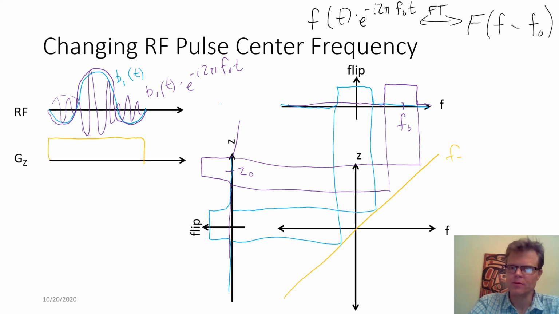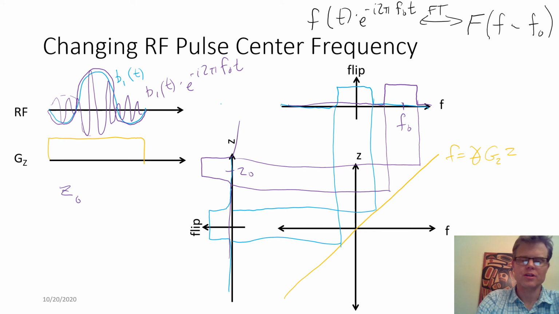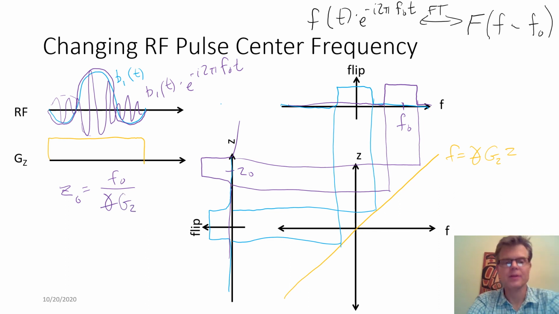And you can, in fact, use the relationship between the magnetic field gradient and position to determine that this shifted location is simply the shifted frequency divided by the gyromagnetic ratio times the gradient amplitude.